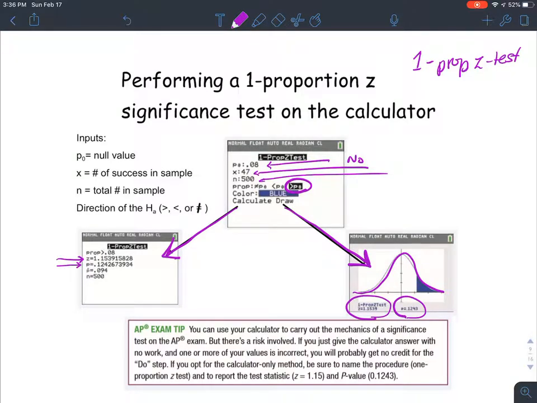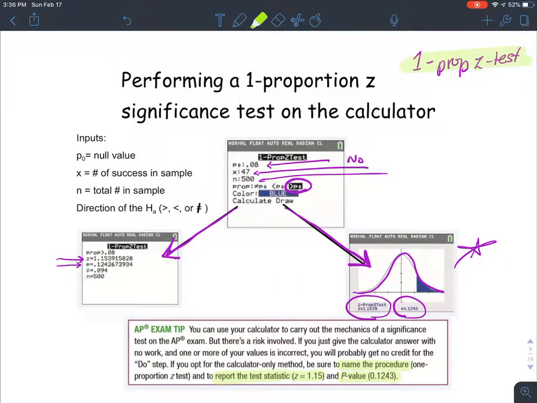Okay, those are the two things that we need to write down, as well as it is always a great idea to draw the curve. It mentions here in this little AP exam tip that you always have to name the procedure, which is a 1 proportion z-test. You always have to report the test statistic, in this example 1.15, and report the p-value.